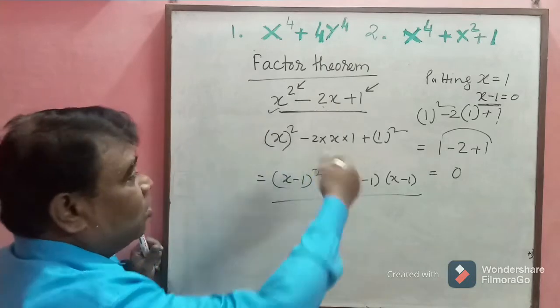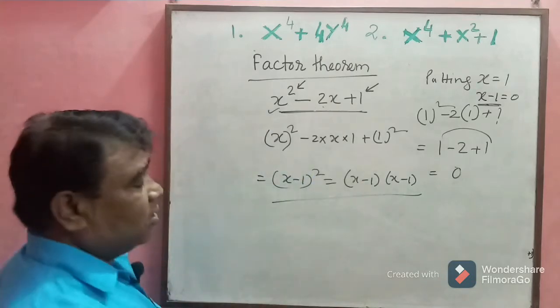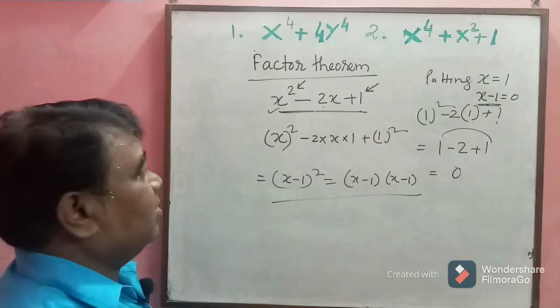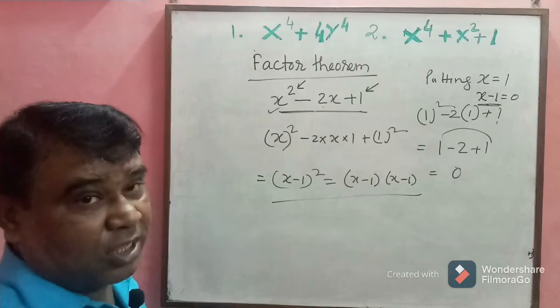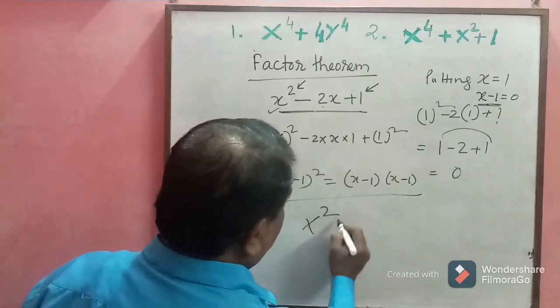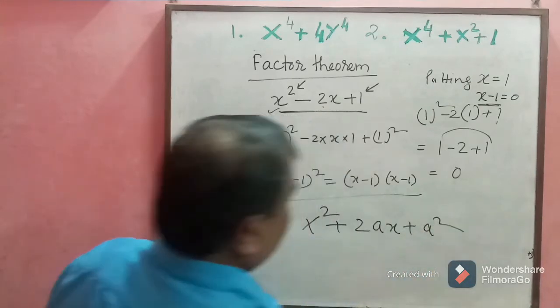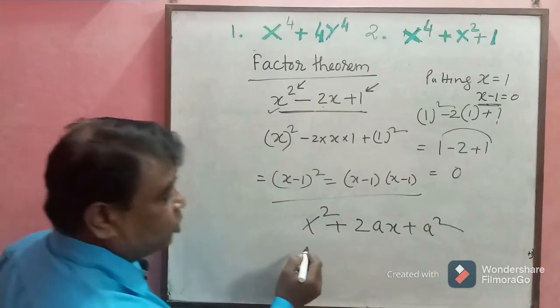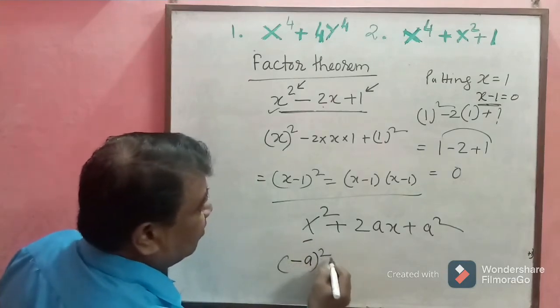So this is what we want to know. For any factorization we can use the factor theorem. This is the ultimate theorem, the universal theorem, as people know. Even if it is x square plus 2ax plus a square, now you see the condition here. If I put x is equal to minus a, this polynomial will be 0.